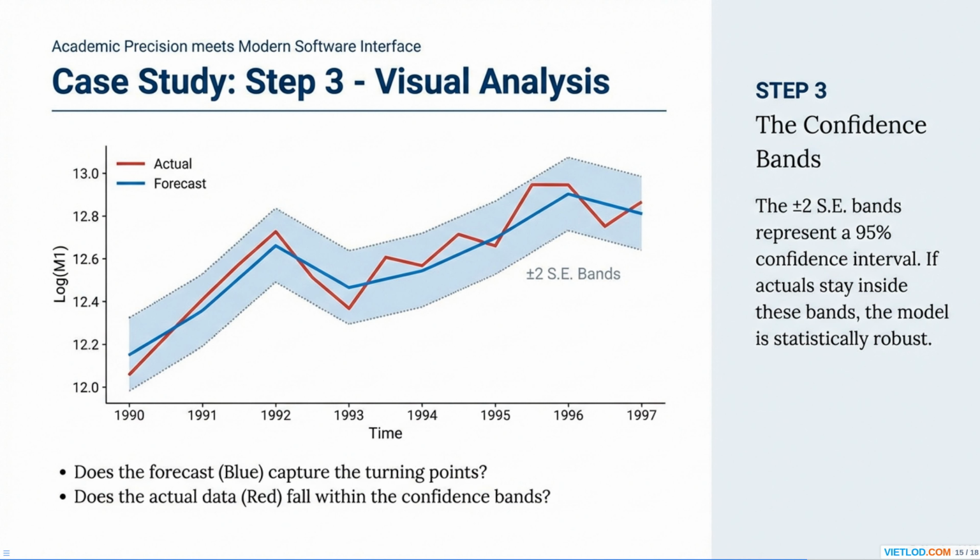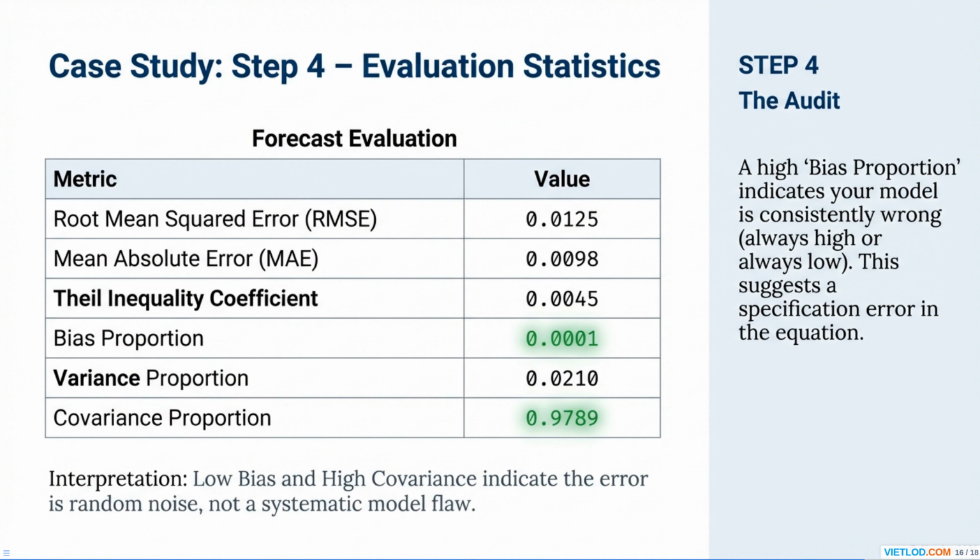Crucially, we also examine the confidence bands, represented by the shaded area. These plus or minus 2 standard error bands represent a 95% confidence interval. The fact that the actual data remains almost entirely within these bands gives us strong confidence in the model's statistical robustness. This visual assessment provides an encouraging start, suggesting our model performs well. However, while the visual check is encouraging, we need to back it up with hard numbers. Let's look at the statistical evaluation of this forecast next.